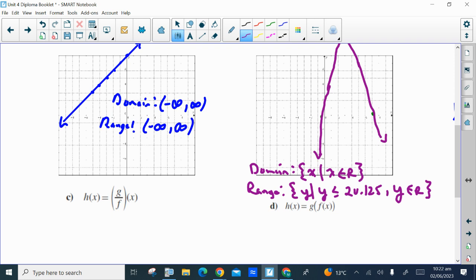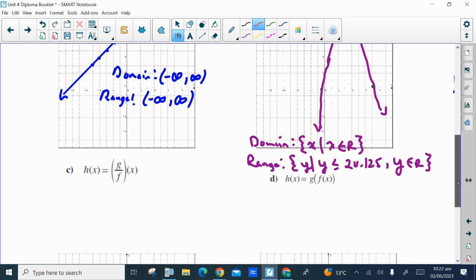Set notation, you have to use those squiggly brackets. And you also have to identify the number system. So if you choose this, it has to be correct and complete, if you choose that method to write domain and range.